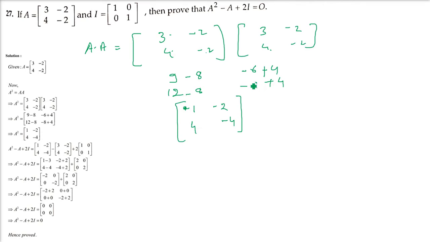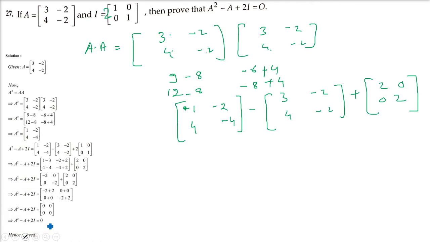Now, okay, this is A square. Now subtract A from it because I am putting it in the equation. 3 minus 2, 4 and negative 2 plus twice of I. What is the identity matrix? This one. Multiply this with 2. 2, 2, 0, 0. Diagonal is 2. Okay. Let me change the pen now. Okay, directly we will write. So 1 minus 3 plus 2.